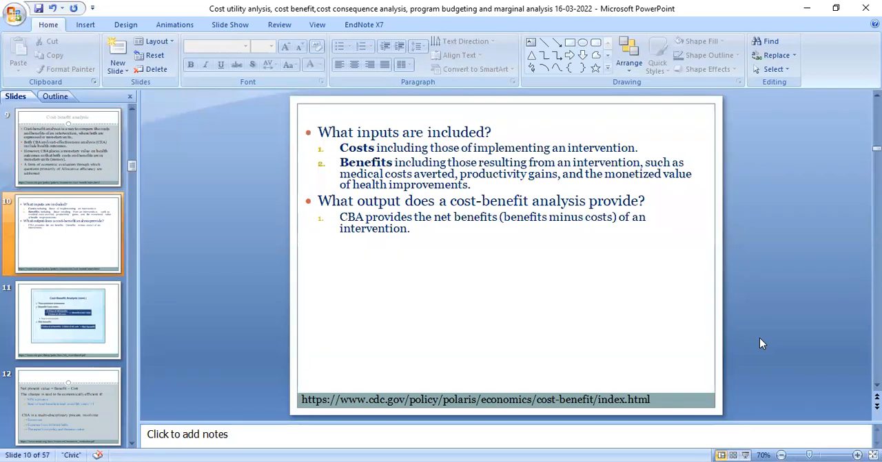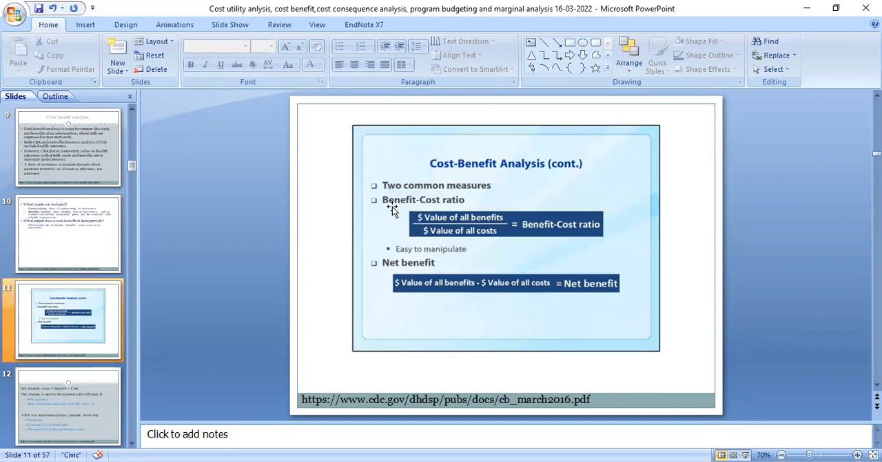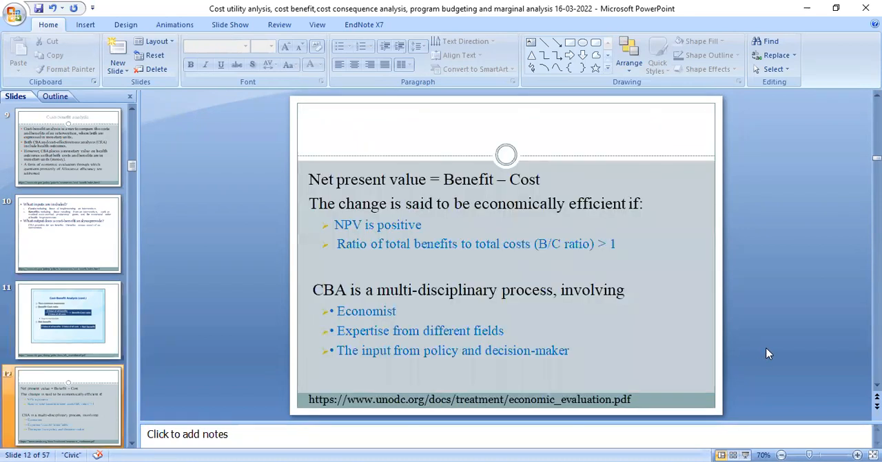What output does a cost benefit analysis provide? Cost benefit analysis provides the net benefits, that are benefits minus costs, of an intervention. In cost benefit analysis, one is a benefit cost ratio that can be calculated by monetary value of all the benefits divided by the monetary value of all the costs. The other one is net benefit value, that can be calculated by the monetary value of all benefits minus the monetary value of all the costs.